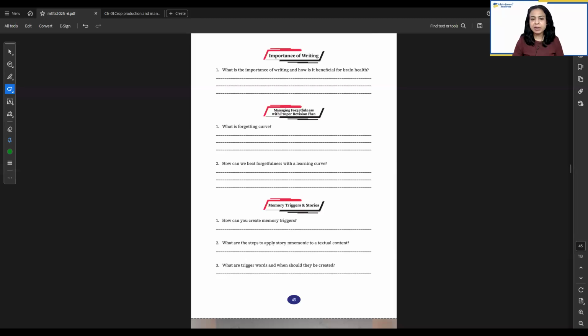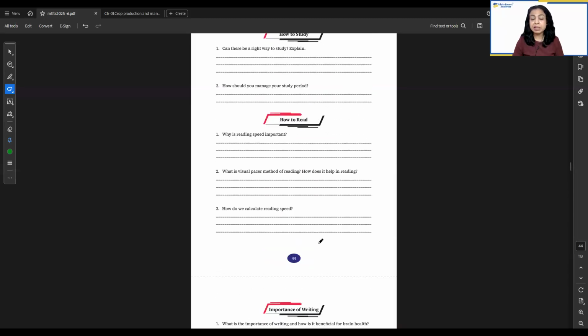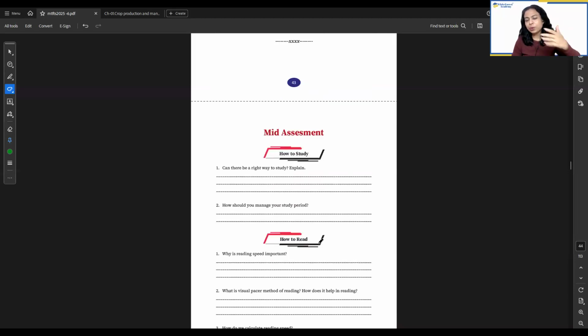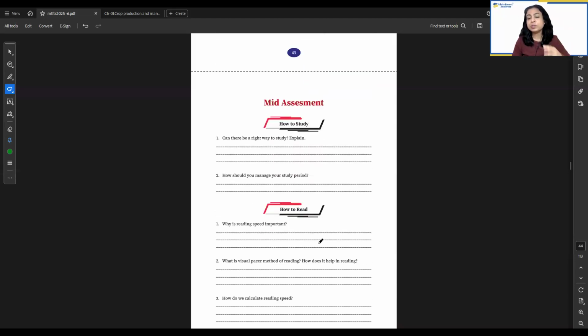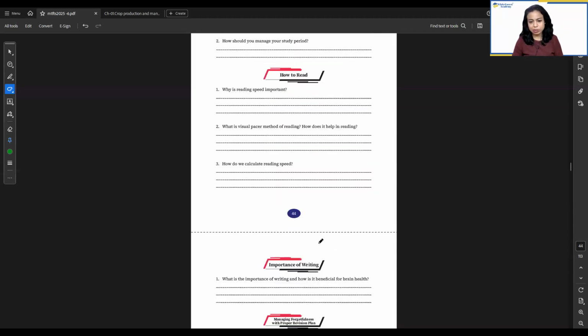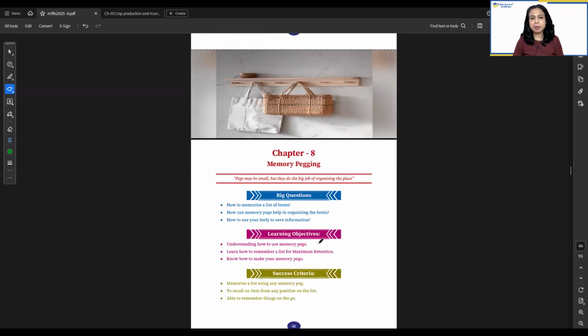So let's come here. Chapter number 8. But before we do chapter number 8, there are a few assignments of chapter 7, and there is a mid assessment also. So half the thing is over. So try to review that again. As teachers, as students, if you do this, you know that you've done these things, right? So try to attempt the mid assessment also. And yes, let's move to memory pegging.